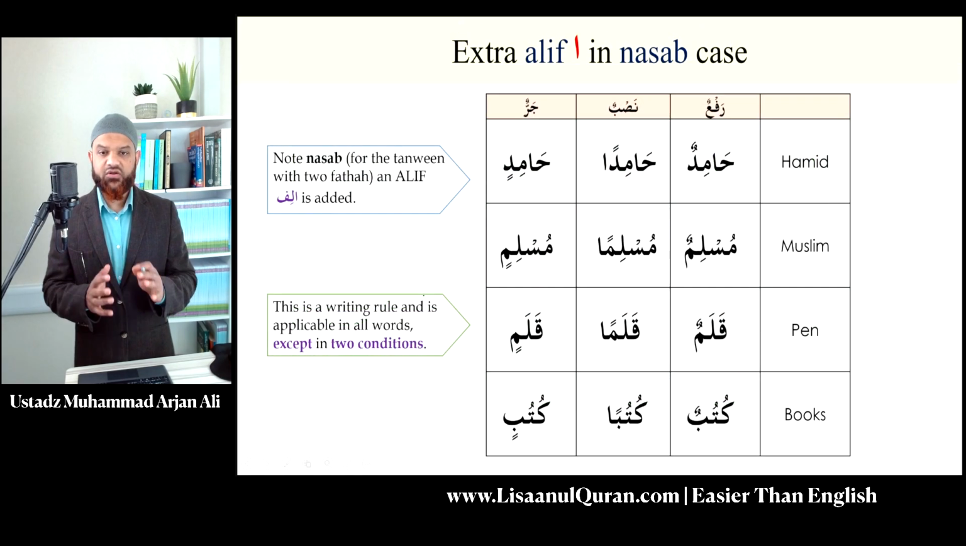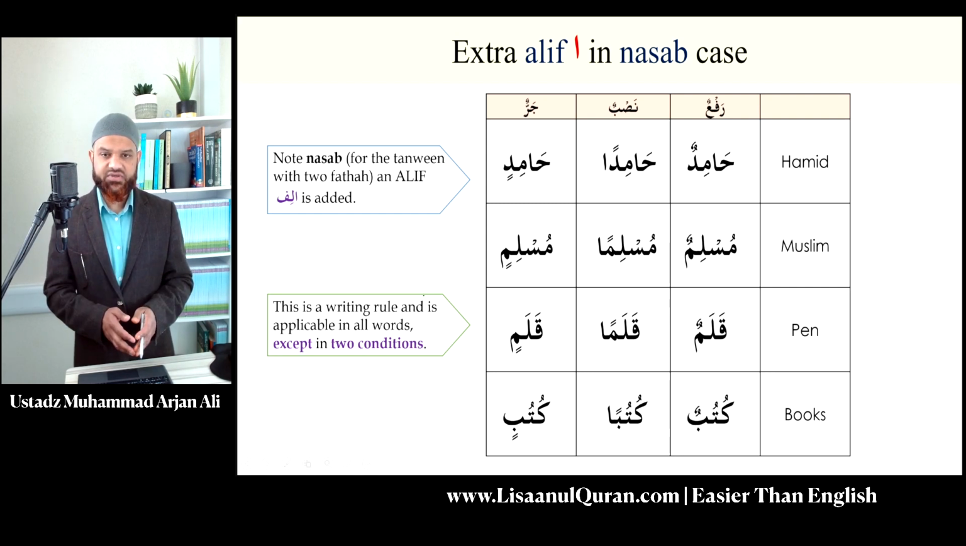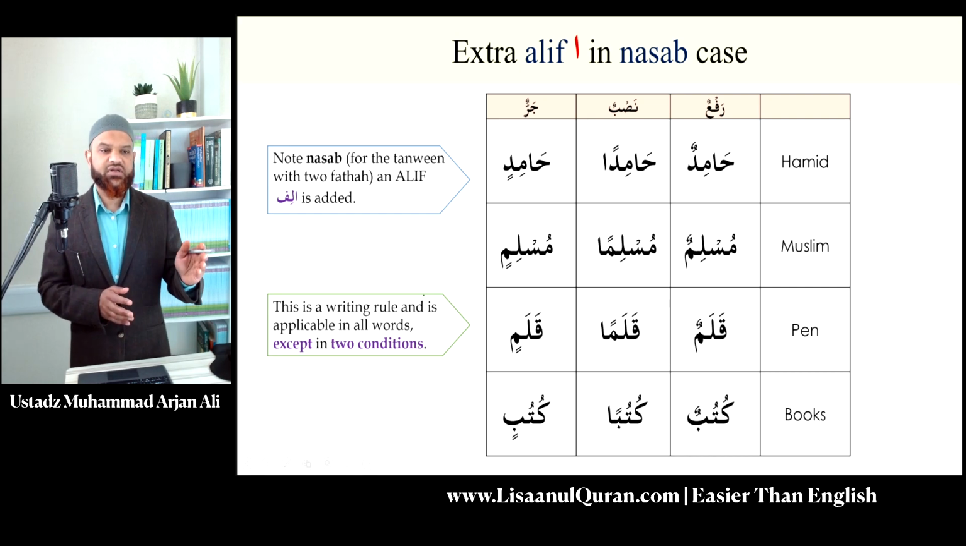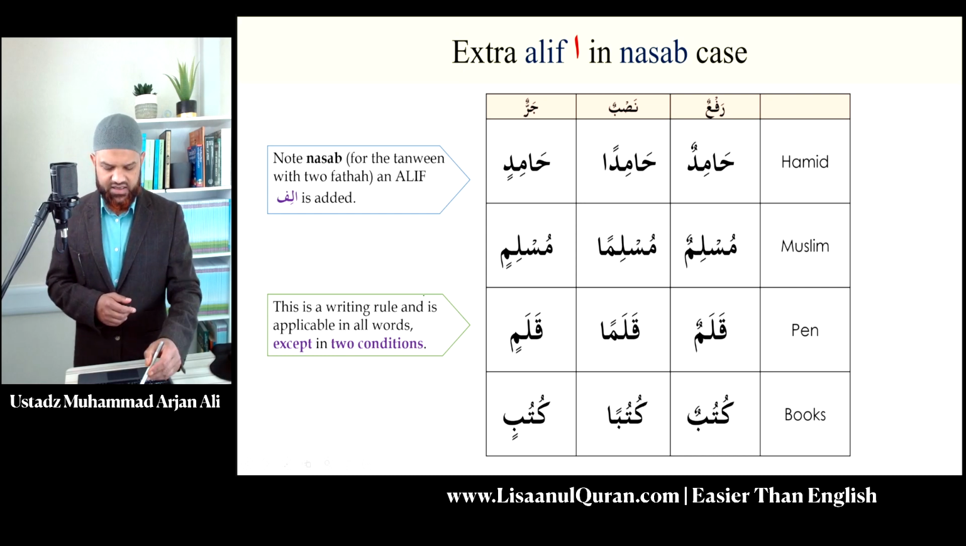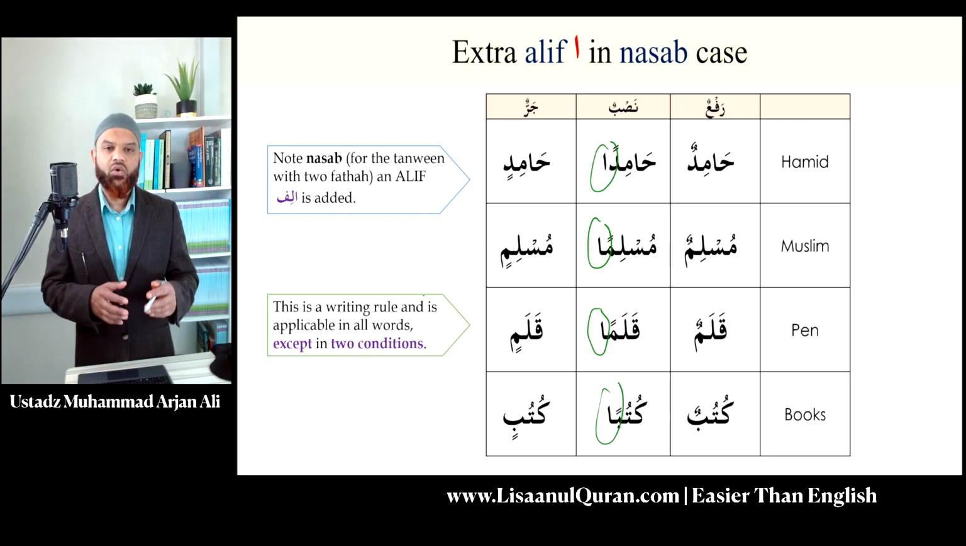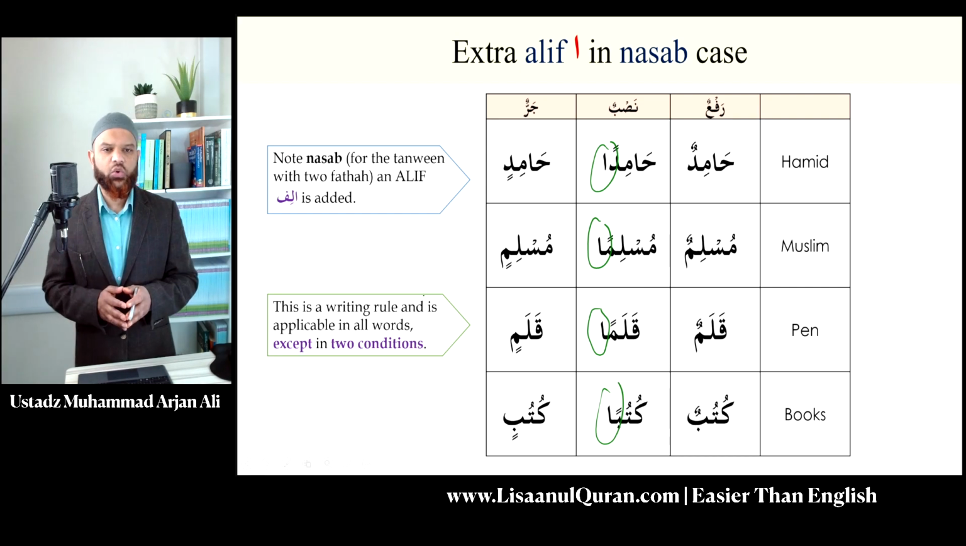The other point about the fully declining words is the fact that in the nasab status, we always add an extra alif. Please have a look at the examples. I've been through this with you before. So just take one example from here. Qalamun, qalaman, qalamin. So I have alif here at the end, with double fatha, meaning the nasab status, and there is always alif there.